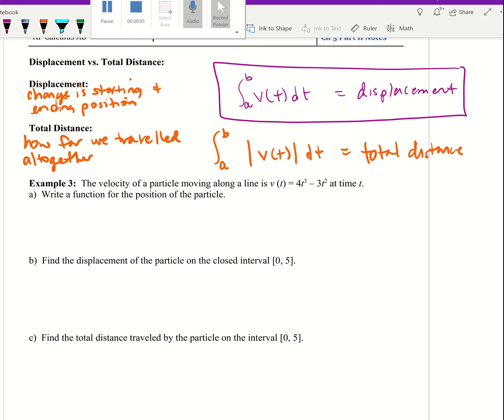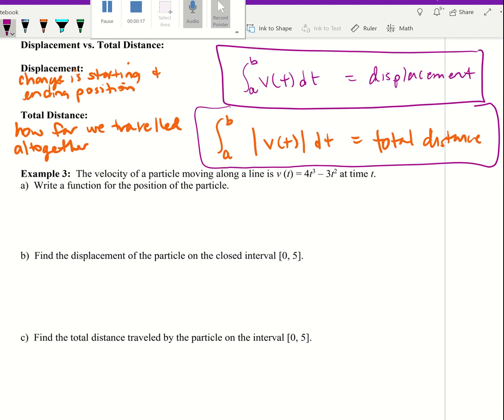All right, welcome back. We are continuing with the notes for 5.9 where we're looking at displacement and total distance, and I now have a calculator installed on this computer so I can show you guys how to input that. Let's take a look at a couple examples.